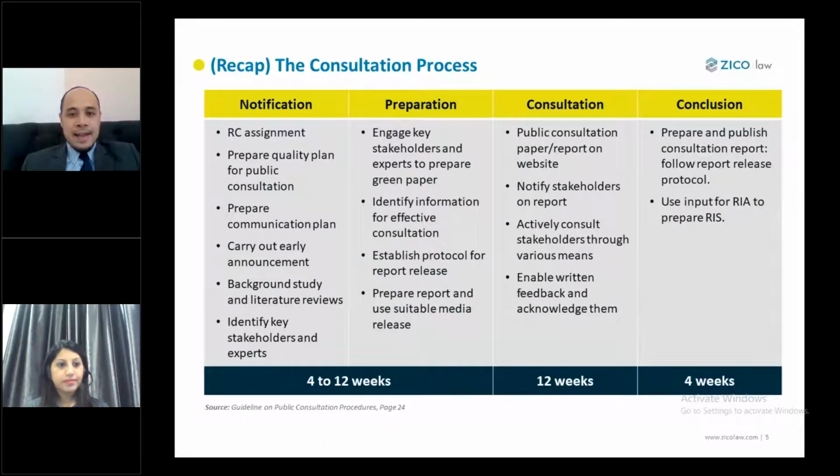Now, this is the slide that I showed last week in terms of the whole end-to-end consultation process that you can see in the guideline on public consultation procedures. If I can refresh your memory on this four-step process, there's a notification and preparation stage, which is the pre-consultation phase. Then you have the consultation stage, and then the conclusion stage, which is the post-consultation stage. At the bottom, we have the timeline where the pre-consultation phase would take between 4 to 12 weeks. The formal consultation will take 12 weeks, and the post-consultation will take up to 4 weeks, bringing it up to about 28 weeks in total.